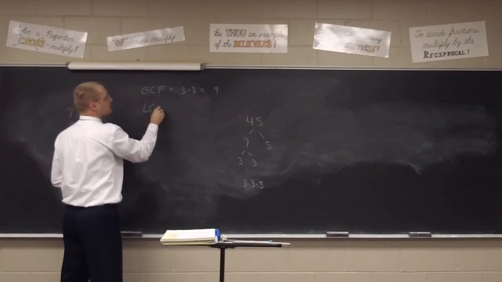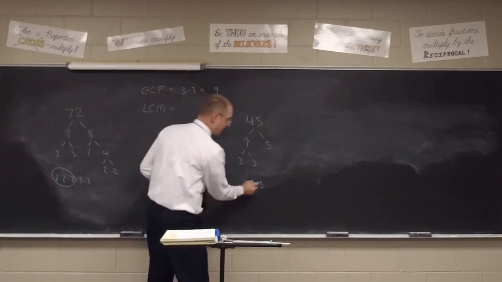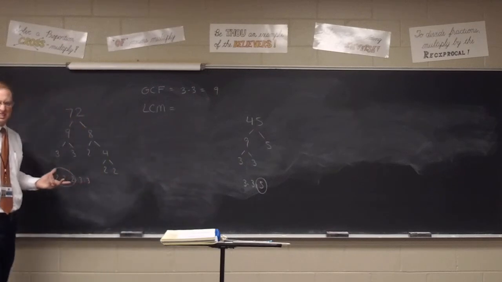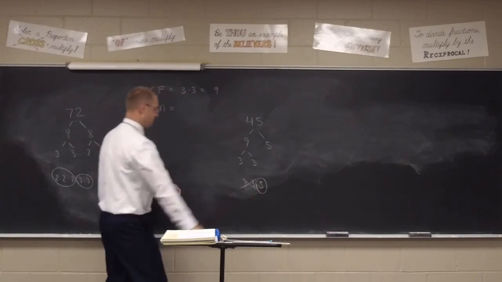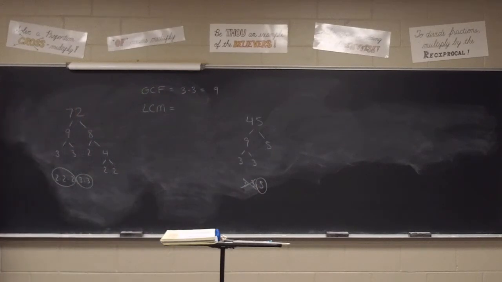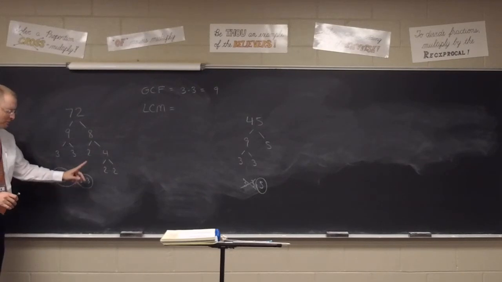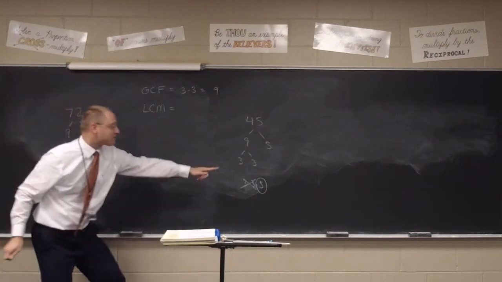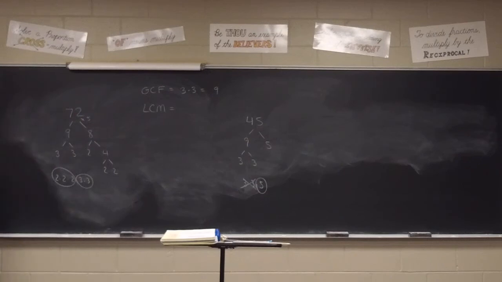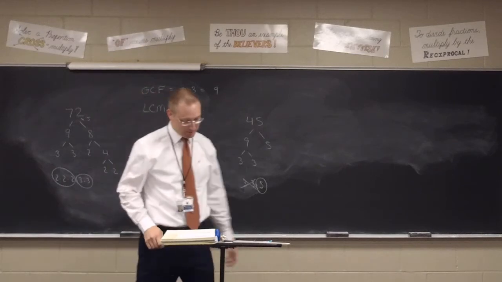If I were looking for the least common multiple, I would be looking for winners. Well, 72 is a clear winner of the 2s by default. 45 is a clear winner of 5s by default. But as far as the 3s go, it's a tie. So 72 wins. We're going to cross those out as losers. We're going to take all the winners and multiply. So 2 times 2 times 2, 8. Times 3, 24. Times 3, 72. This is the whole factoring of 72. Times 5. 360 is our least common multiple.